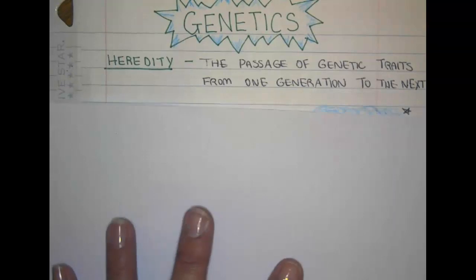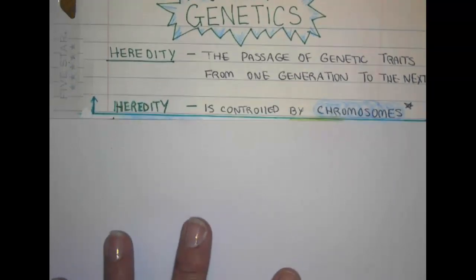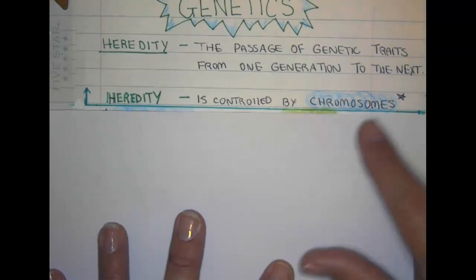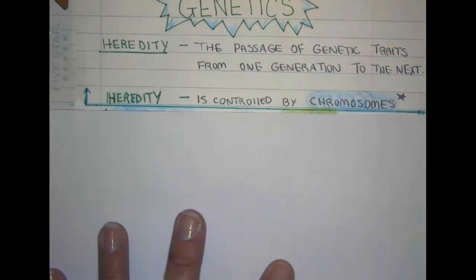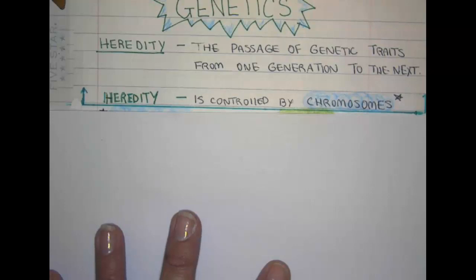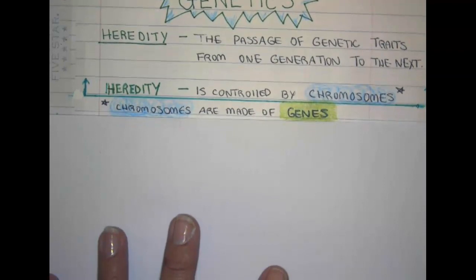The next part of the notes is heredity is controlled by chromosomes. Chromosomes is a keyword here that's going to be in Edpuzzle. It's going to be on the Google Forms assessment. So heredity is controlled by chromosomes. And chromosomes are made of genes. Those little chromosomes are made of genes.